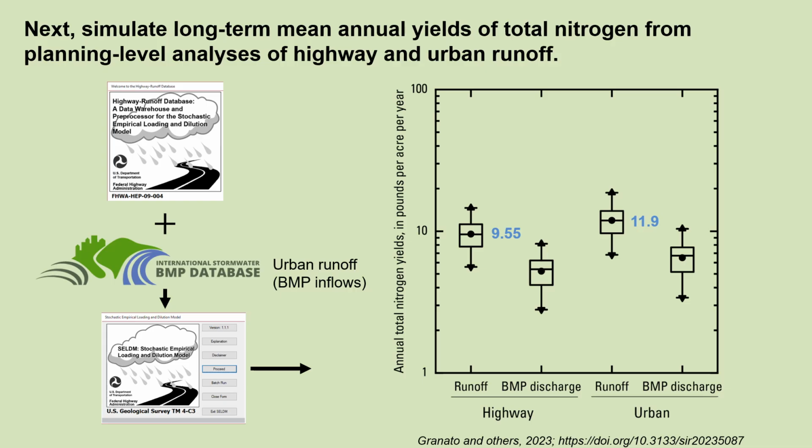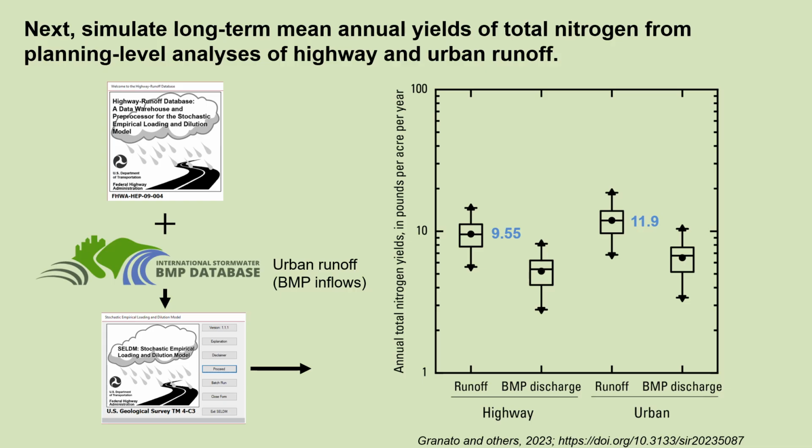But essentially, this is relying on highway runoff data from the HRDB, and then to get the urban runoff or the urban load of the total nitrogen, we looked at BMP inflow data in the International Stormwater BMP database, and we used those to do SELDM simulations and get at the long-term mean annual yields of total nitrogen. So this figure is showing for both highway sites and urban sites what those annual yields are.